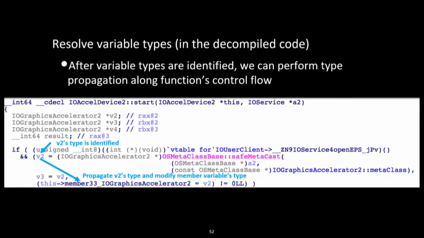After variable types are identified, we can propagate them along the function's control flow graph. During type propagation, we figure out which variables are assigned from a variable whose type is defined, and then set the types for them according to the identified type, just like this figure shows.